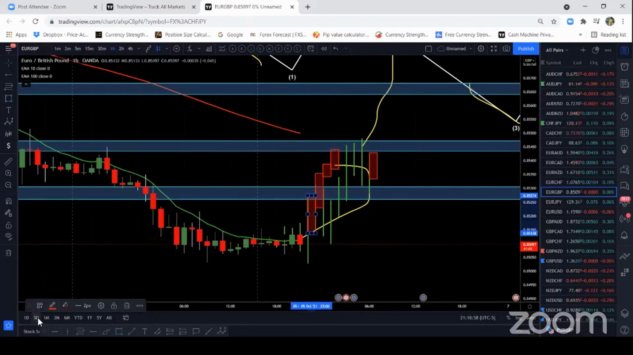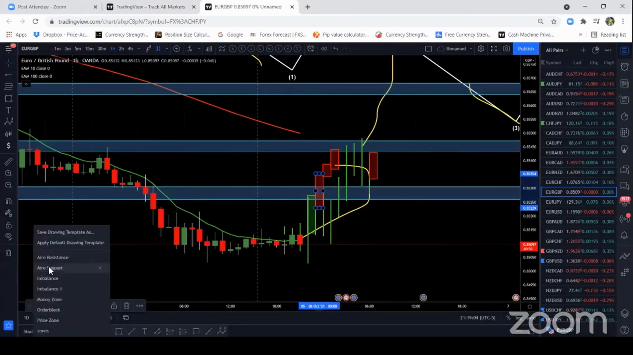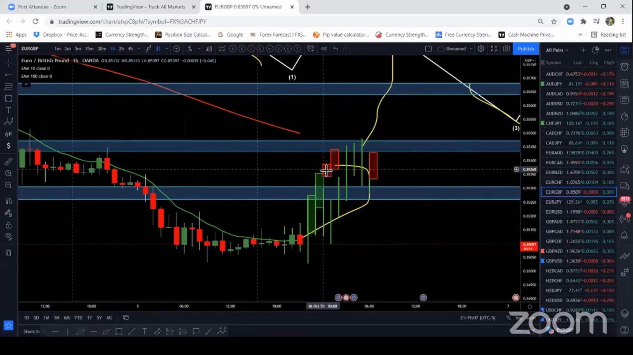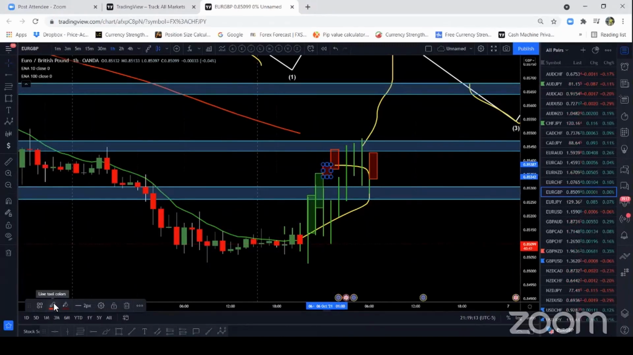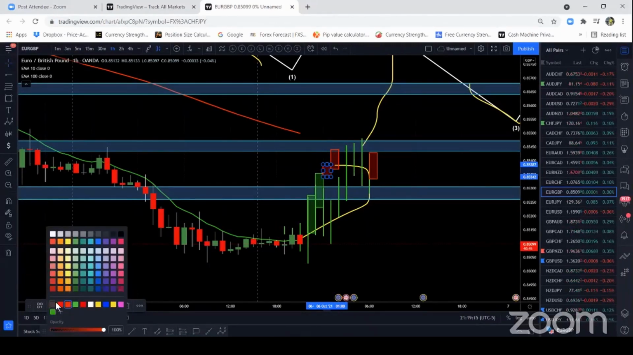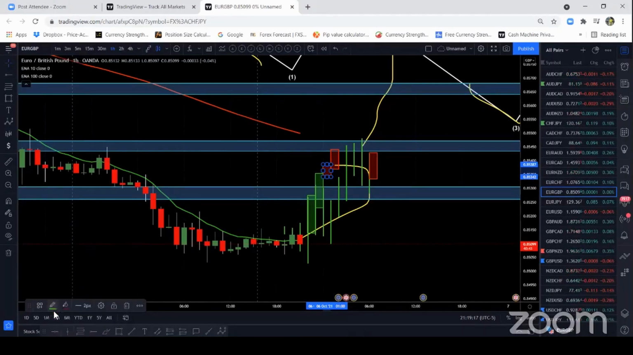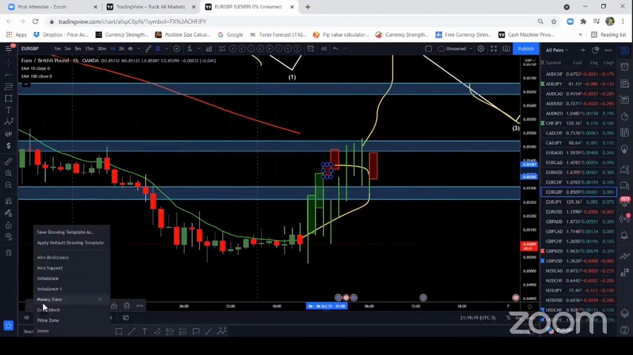Make all these green. So prices, that momentum is going up. Are you selling when the momentum is going up? No. You want the momentum to start going back in the direction that you're looking to trade.